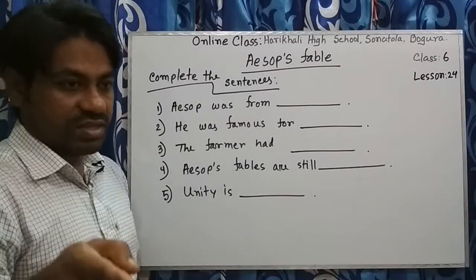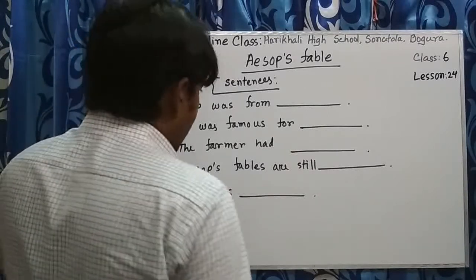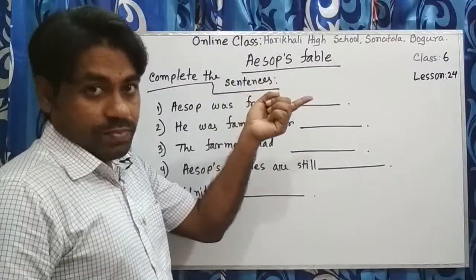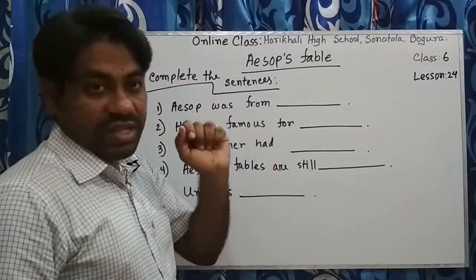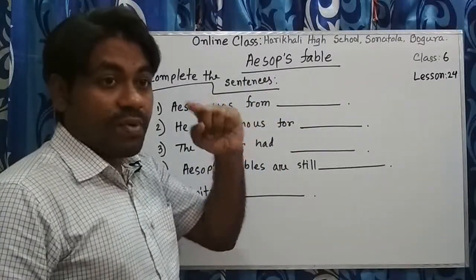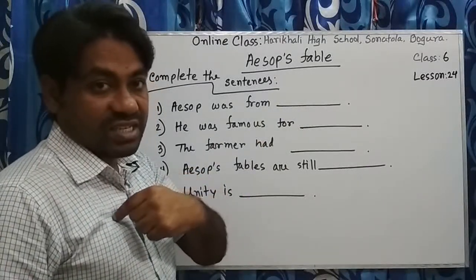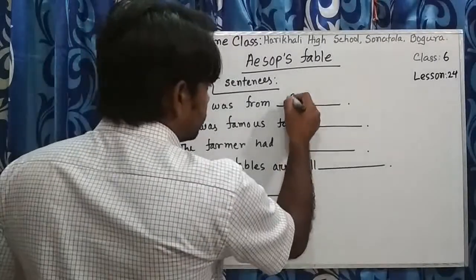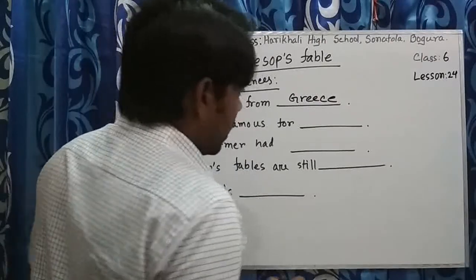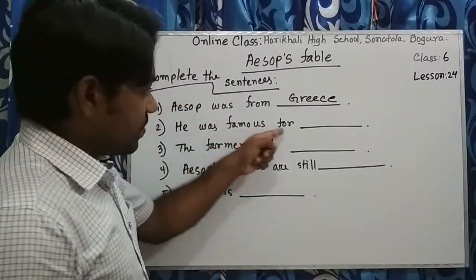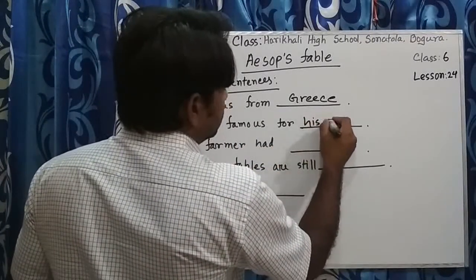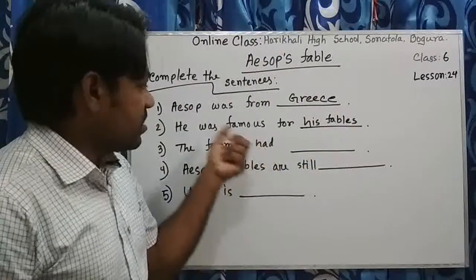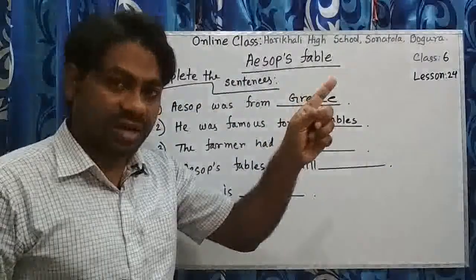Okay. Now, match your answer with my answer. Aesop was from, that means the birthplace of Aesop. We get from the story that Aesop was a Greek slave, so he came from Greece. We are Bangladeshi, that is, we are from Bangladesh. So Aesop was from Greece. He was famous for his fables. You can also write, he was famous for the fables he told. The answer is also correct, but this is the short form.